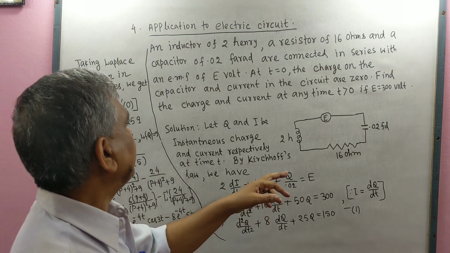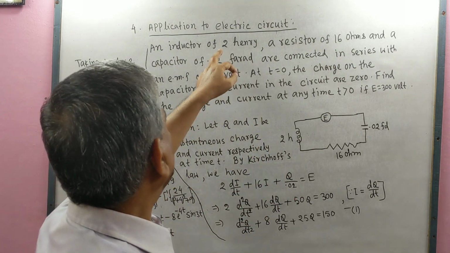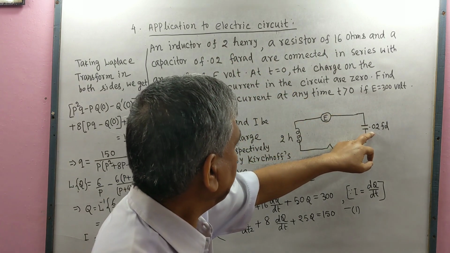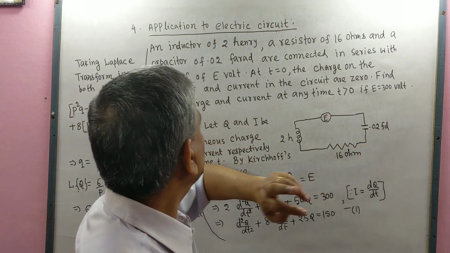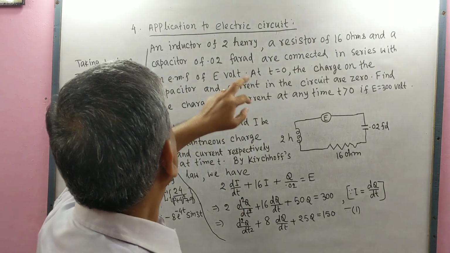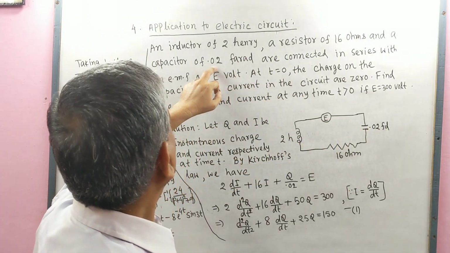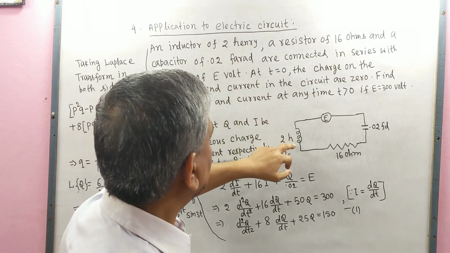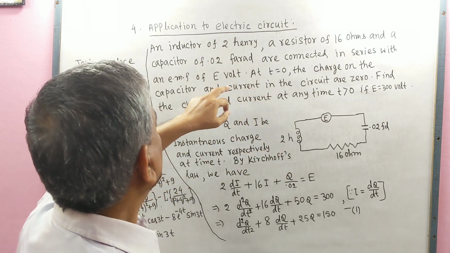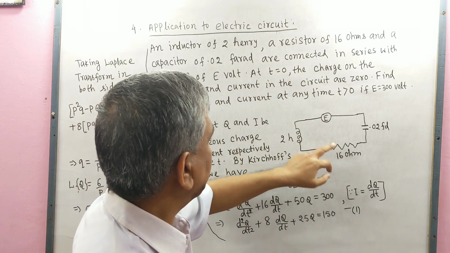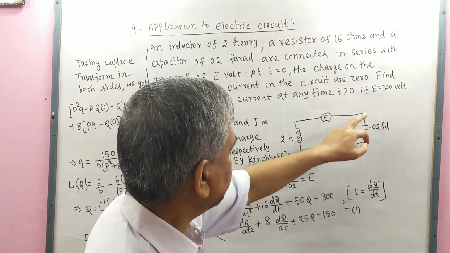Here we get that the inductor is 2 henry, the capacitor is 0.02 farad, and the resistor is 16 ohm. These are connected in series.